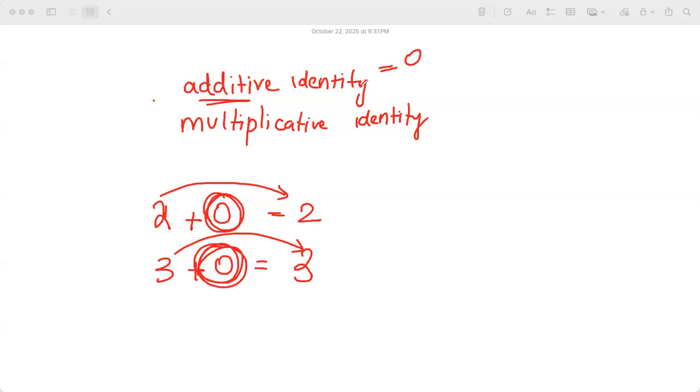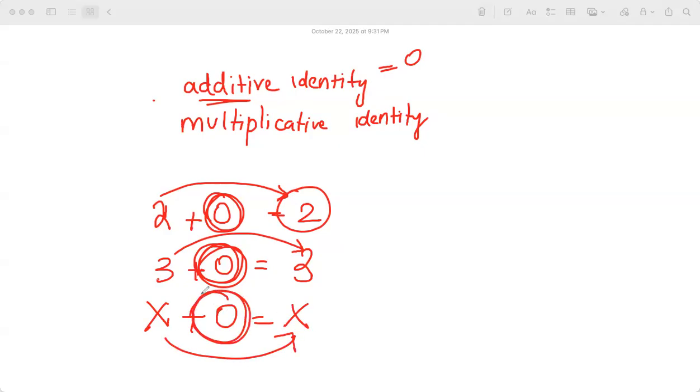In mathematics, the additive identity is 0. The identity of the number doesn't change with 0, so you call 0 the additive identity. What is a multiplicative identity? When anything multiplies with 0, what happens? The identity of any number, let's say a number x, x plus 0 remains as x.